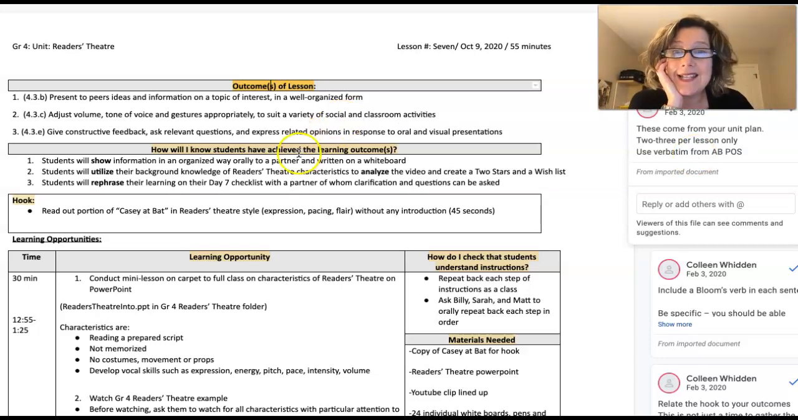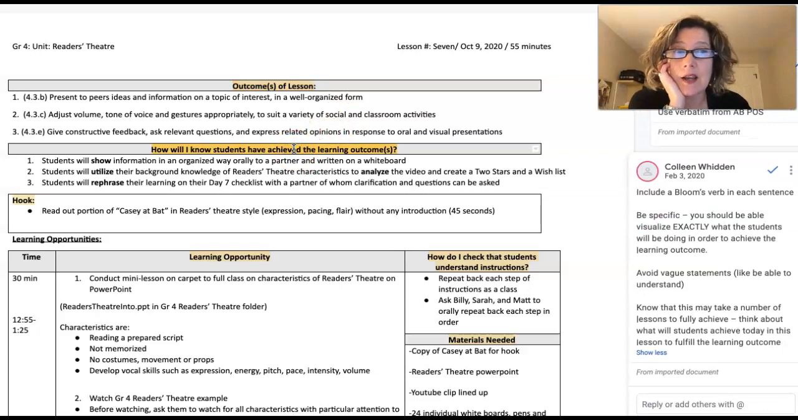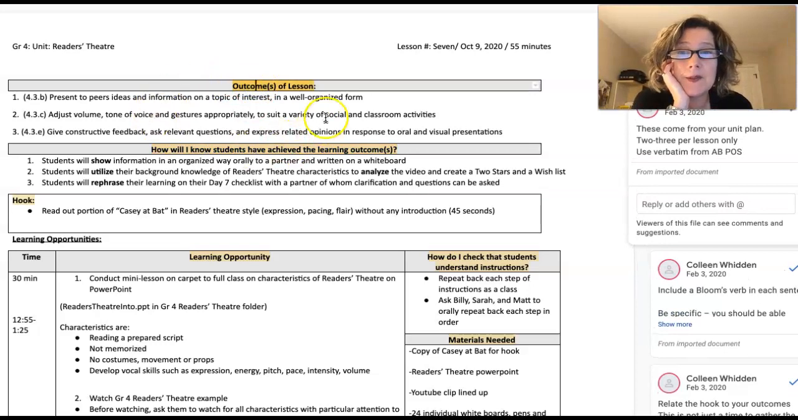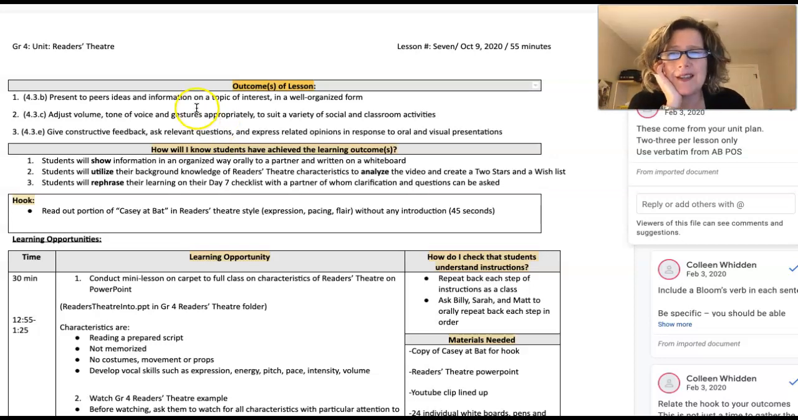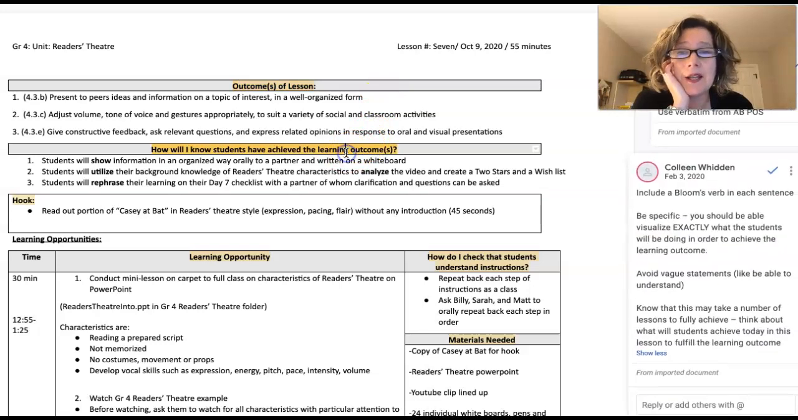Okay. This now is the section that I prefaced before. How will I know students have achieved the learning outcomes? This is the key for you guys for this year, is you need to know how to take these program of studies outcomes, and actually put them in a way that you can actually figure out if your kids actually learned what you were hoping they would learn. Because these are still too general. Present to peers ideas and information on a topic of interest in a well-organized form. It's not specific enough. But here, you start to get to specific.